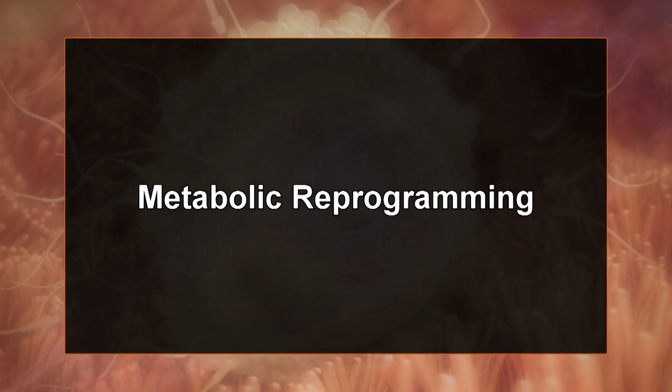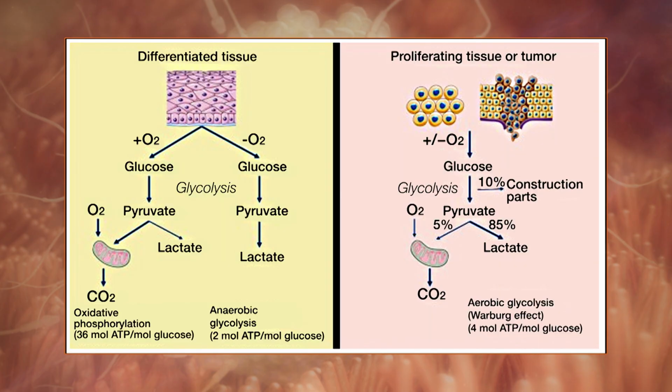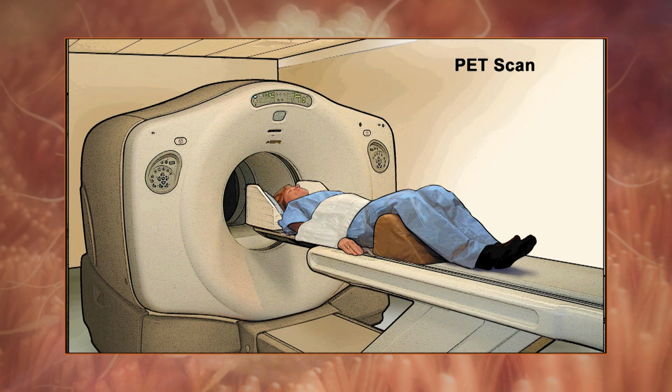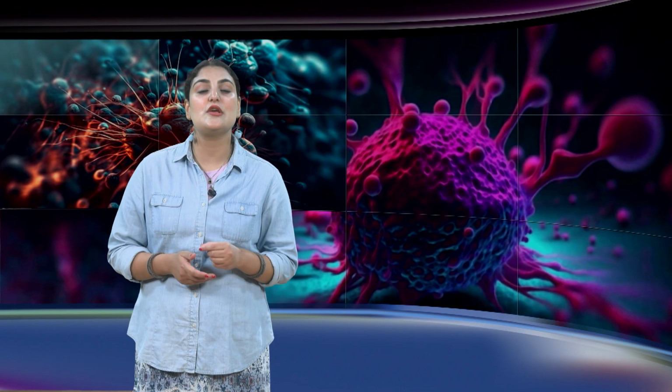Then we have metabolic reprogramming. Cancer cells adopt the Warburg effect, favoring aerobic glycolysis even in oxygen-rich environments. This supports rapid biomass production. Positron emission tomography or PET scan imaging detects altered glucose uptake in tumors. Inhibitors like 2-deoxyglucose are explored to disrupt cancer metabolism.